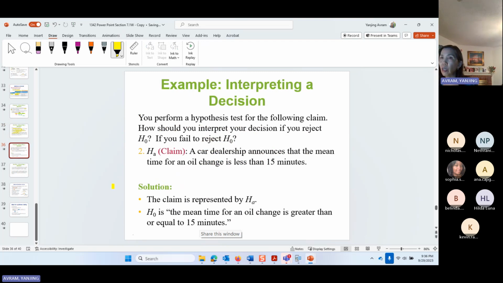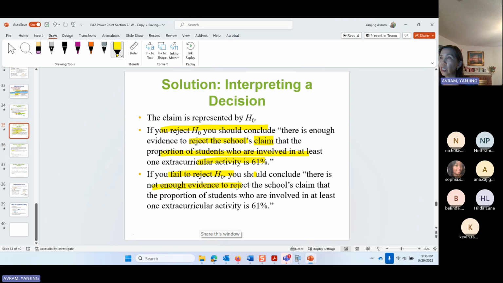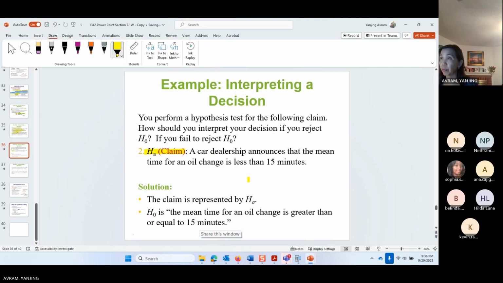So basically, you have to look at your claim. You look at your claim in here, all right? So let's look at the car dealer in here. Okay, so the car dealer said the oil change is less than 15 minutes. Okay, let's see. We state the null hypothesis and the alternative one. Mu here is less than 15, and that is the claim. All right, and then this mu will be greater than or equal to 15.